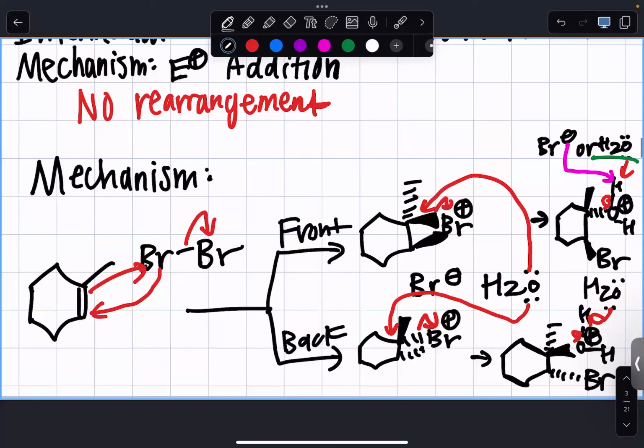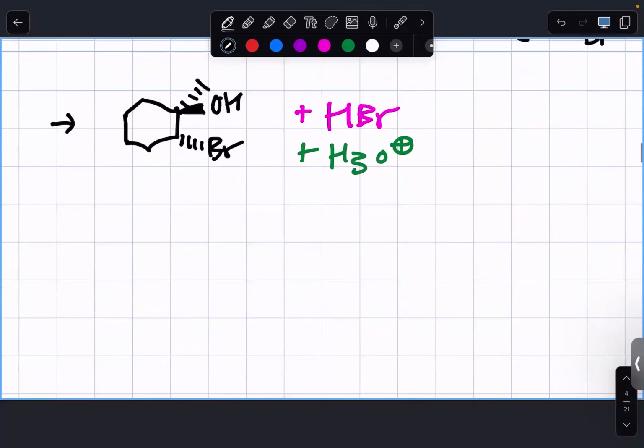Yeah, it's going to be so minor, we don't include that as the major product. Yeah, but it could happen. It could happen in the lab, because Br minus is still out there floating around that could attack one of those, but there's so much more water that we just ignore it basically. Okay.